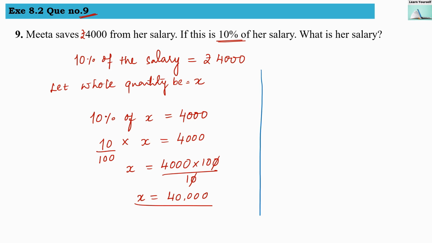Another method which we can use here is the unitary method. 4,000 is the salary which is 10%, then what will be the 100% salary for her? This unitary method will give us the direct answer: 4,000 into 100 divided by 10, and the answer here will be 40,000.